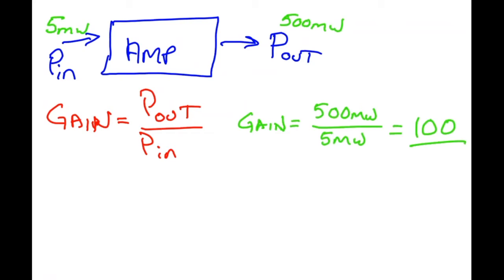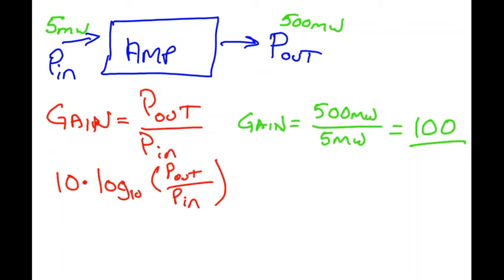Now, we can also represent that same gain in decibels. When we're looking at gain represented in dB, it's 10 times log base 10 of that same gain, so power out divided by power in. So that's how we'd represent our gain in decibels.